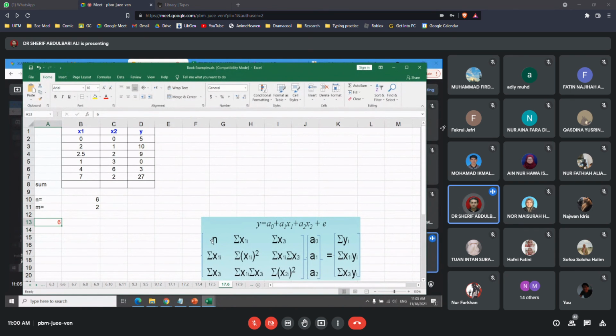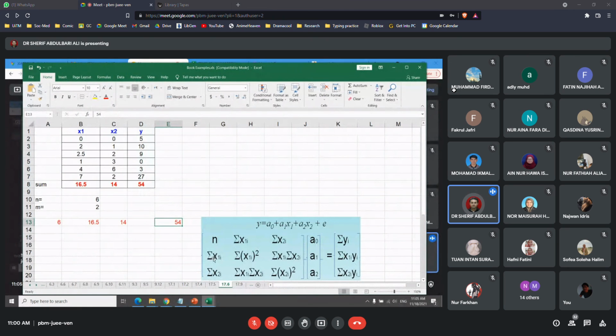Okay, so I put my first value here, n is equal to 6. Here I need to get the sum of x1, so I need to sum all these values. I will get the answer of 16.5. I need to get the sum of x2, so calculate all these values and make a summation. It's 14. And the sum of column y, so the summation of it, I get the answer. It's 54.